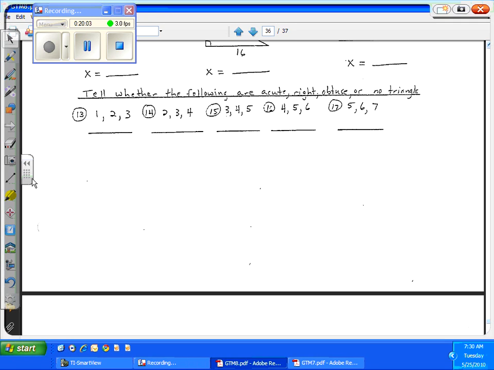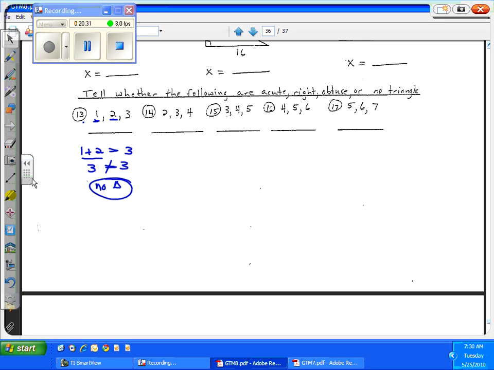First of all, to be a triangle, the sum of the smaller two sides must be greater than the third. In other words, small 1 plus small 2 must be greater than large 3. Well, is the sum of the smaller two greater than the third? No, 3 is not greater than 3, so this is no triangle at all. Any questions on number 13?